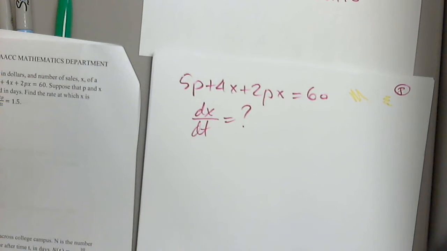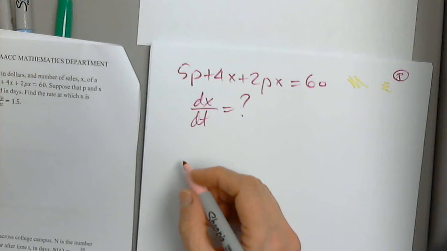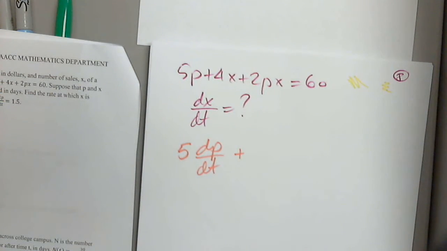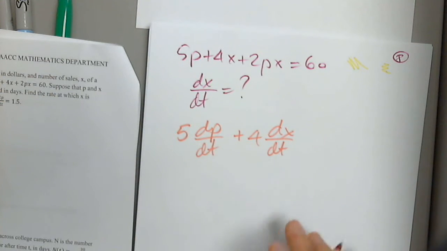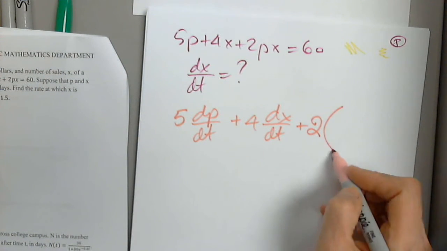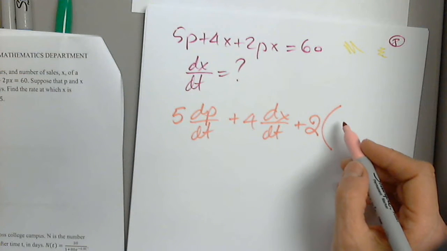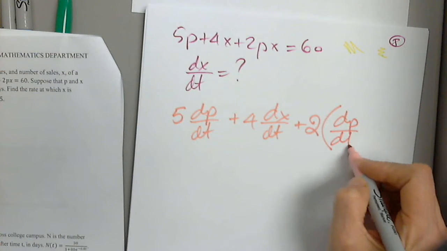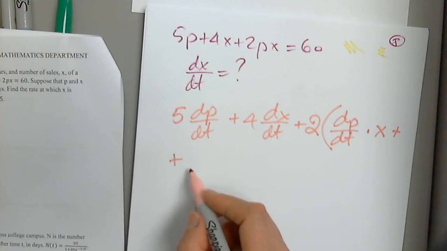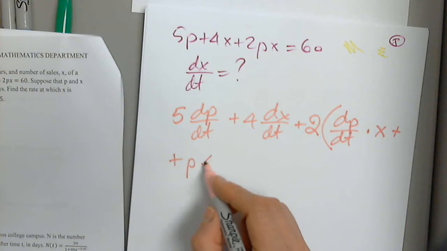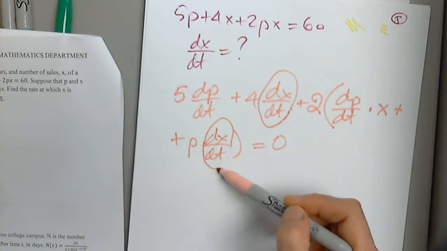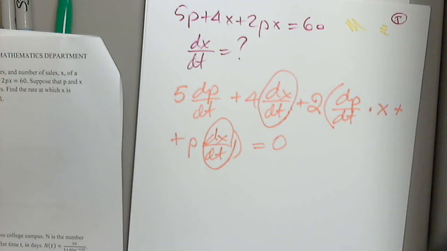Okay, can anyone dictate? 5 dp over dt plus 4 dx over dt, plus, leave the 2 outside. It's the product rule, so dp over dt times x, plus p times dx over dt equals 0. We are solving for this, dx over dt, the only variable here that we are interested in.